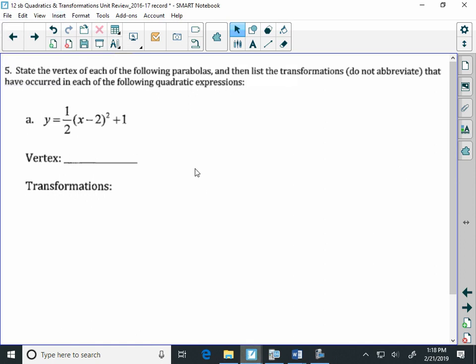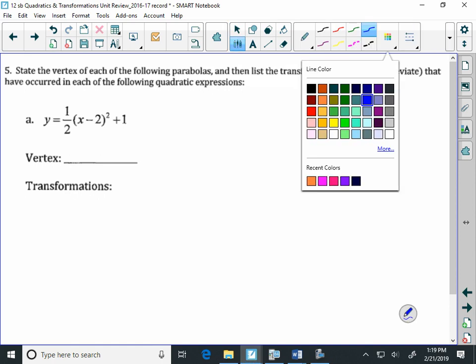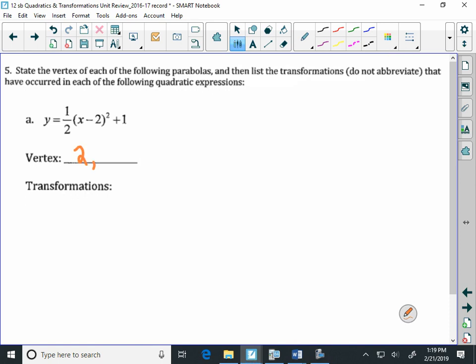State the vertex of each of the following parabolas and then list the transformations, do not abbreviate, that have occurred in each of the following quadratic expressions. So this one, pretty quick here, the vertex. Yet again, we're going to change the sign. -2 becomes +2. Keep the sign.